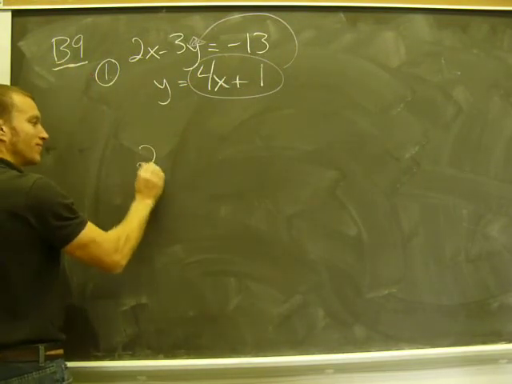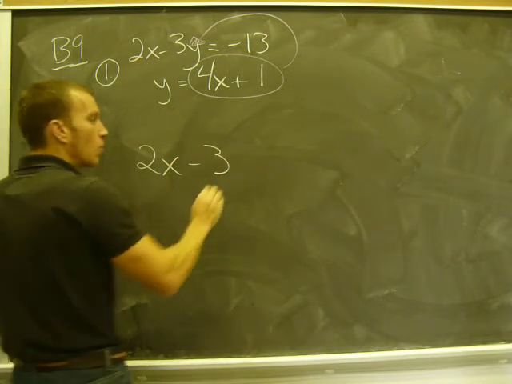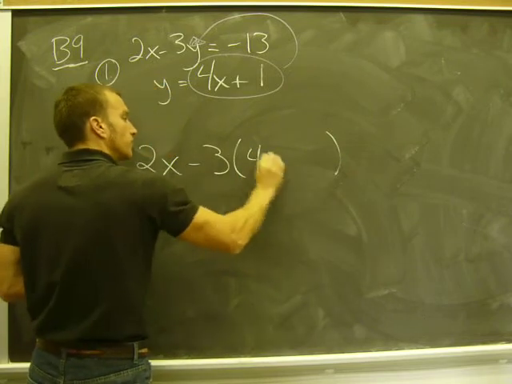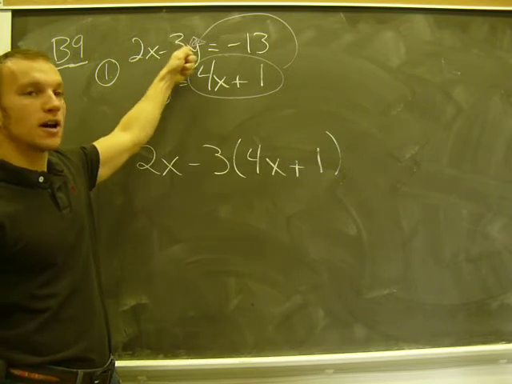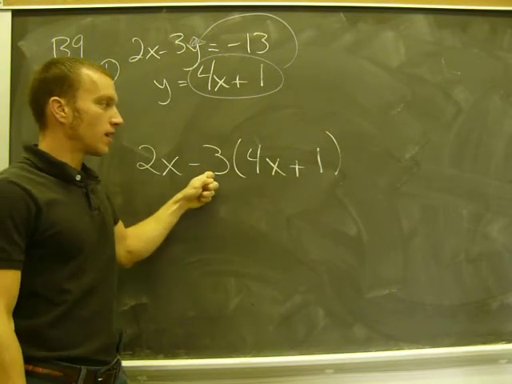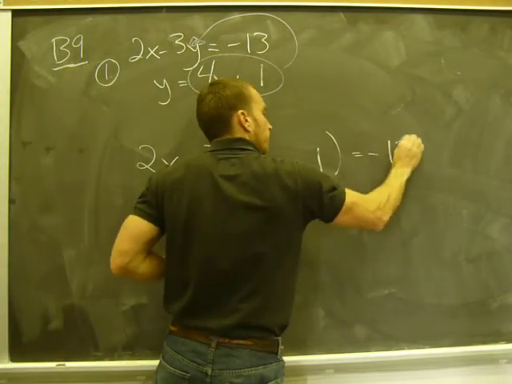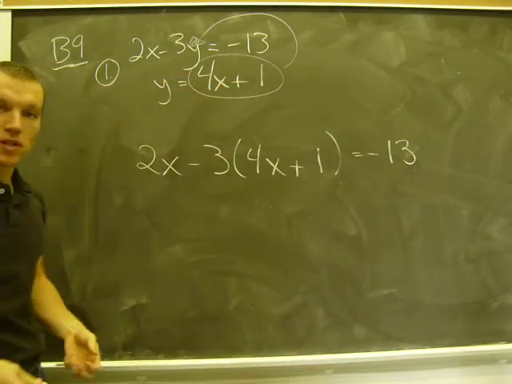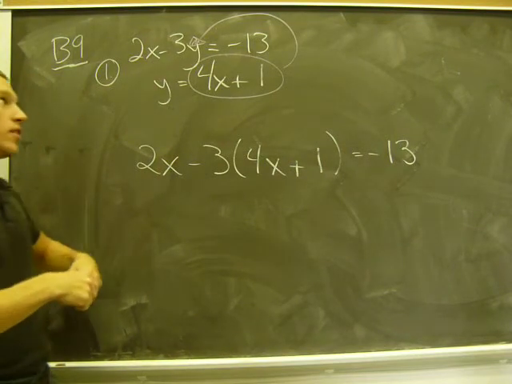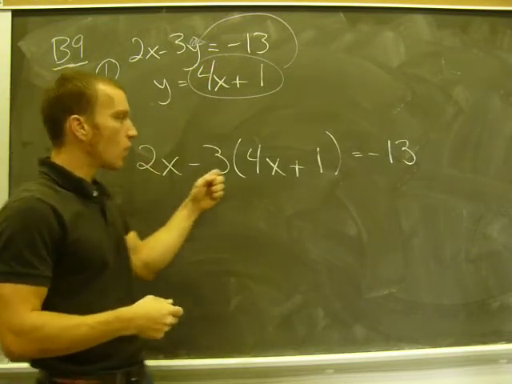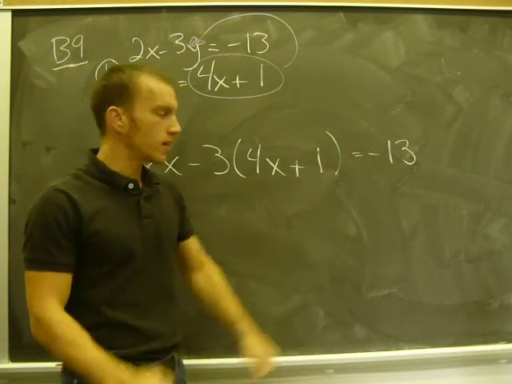So that's 2x. I didn't do anything with that term. Minus 3 times y. But we know y is equal to 4x plus 1. Make sure to use parentheses there because this says negative 3 times y, that whole thing. Okay? And that's equal to negative 13. Now by substituting, this is the substitution method, I've eliminated the y term, right? I have an equation only in x. So I substituted and now my equation is of one variable, which we know how to solve.